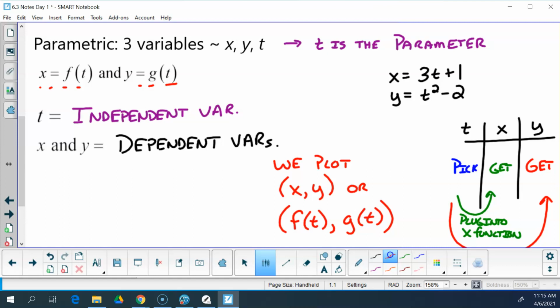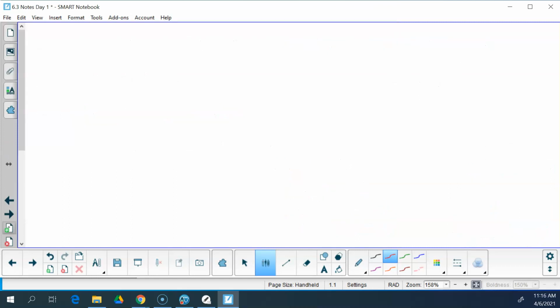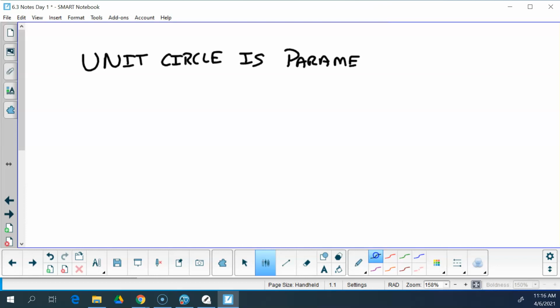You have been working with a parametric function since October. You just didn't know that it was a parametric function. The unit circle is parametric. So my x function, what are the x values of all of the points on the unit circle?